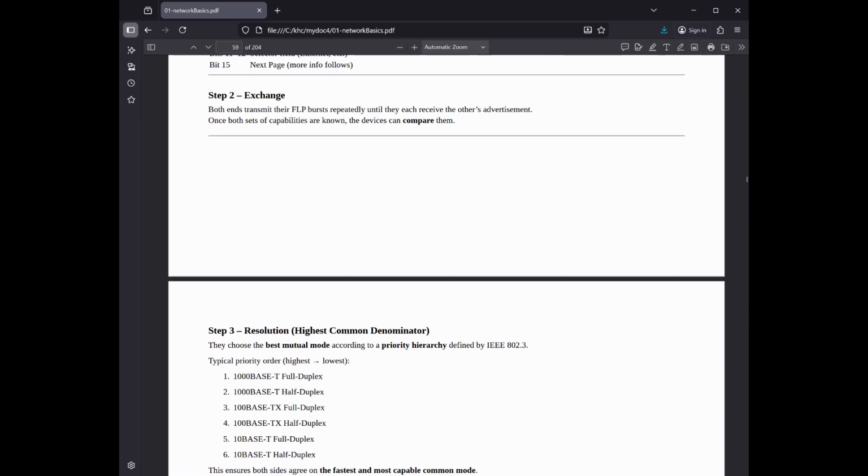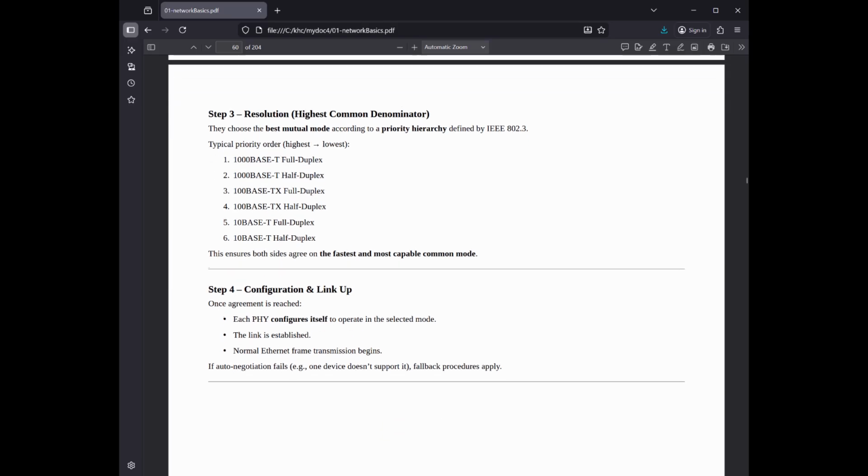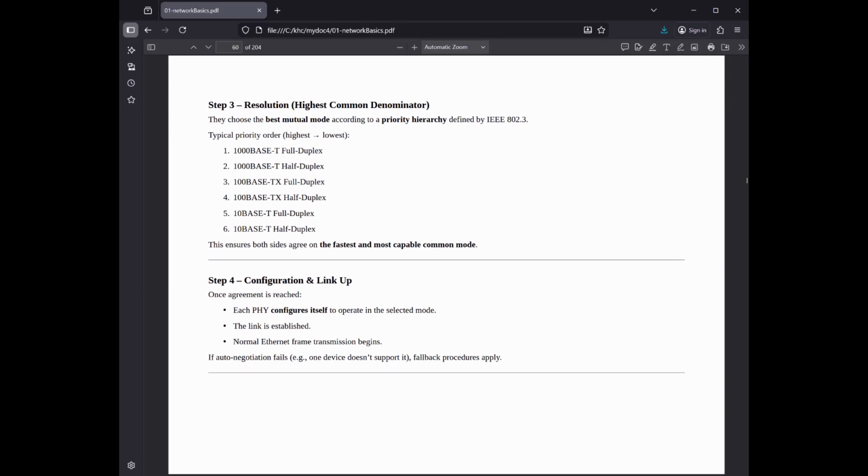4. Master-slave resolution. For gigabit Ethernet and higher, for 1000BASE-T, gigabit Ethernet, and beyond, auto-negotiation also determines which device acts as the master clock source and which acts as the slave to ensure proper timing synchronization. Parameters determined. The auto-negotiation process determines several crucial link parameters: speed, the maximum data transfer rate, for example 10/100/1000 Mbps. Duplex mode, whether communication can happen in only one direction at a time, half duplex, or both directions simultaneously, full duplex. Flow control, the ability to use pause frames to temporarily stop data transmission to prevent buffer overflow, IEEE 802.3x.